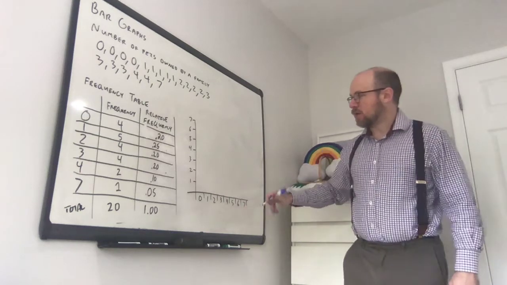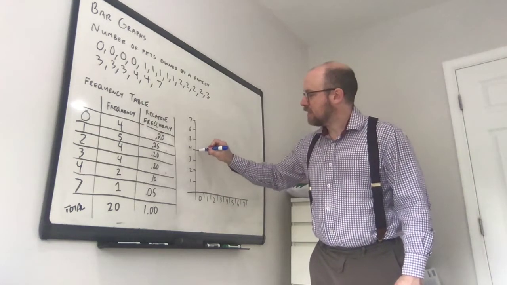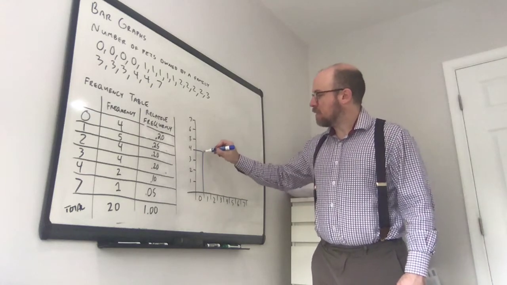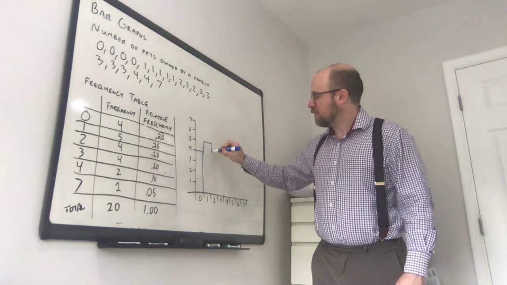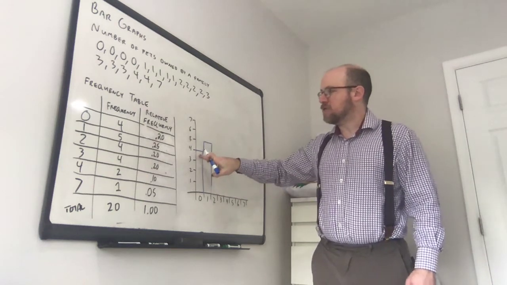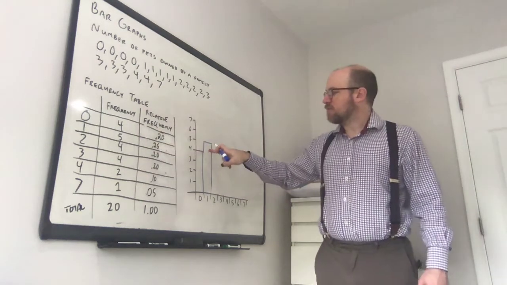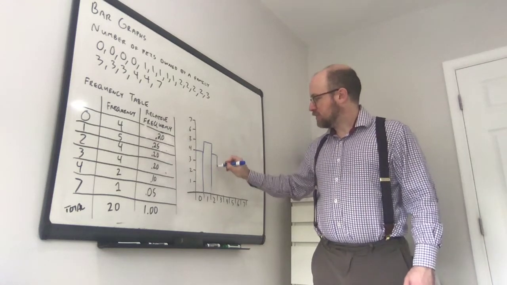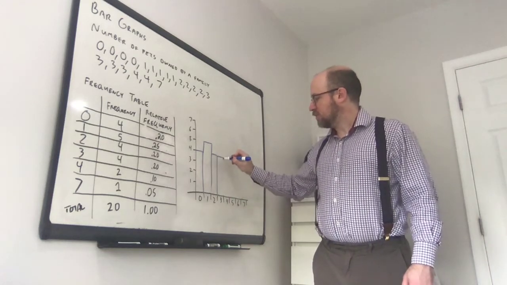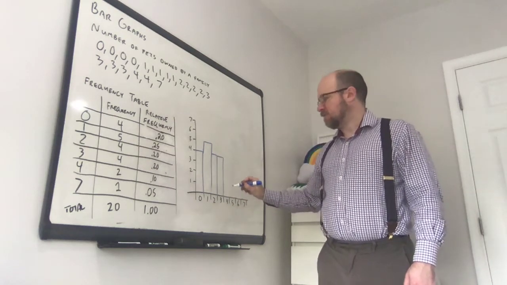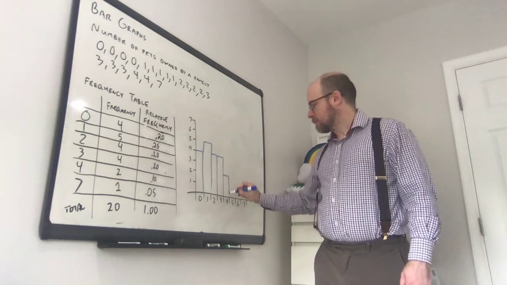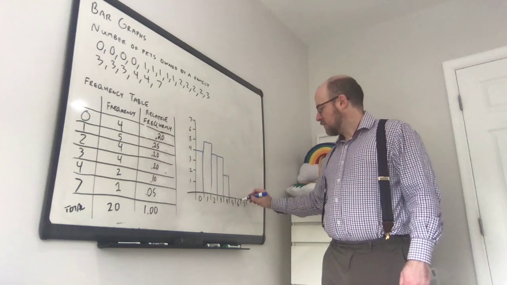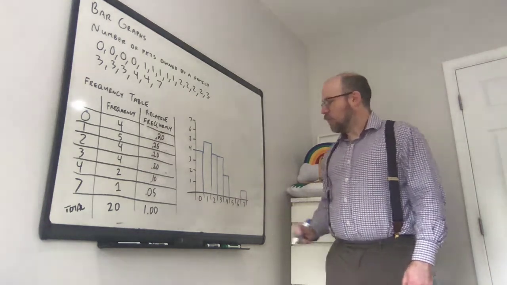And so to create the bar graph, you're just going to fill in a bar with height equal to the number of the frequency, right? So for 0, the frequency is 4, so we go up to 4. For 1, the frequency is 5. For 2, it's 4. For 3, it's 4. For 4, it's 2. For 5, it's 0. For 6, it's 0. And for 7, it's 1.